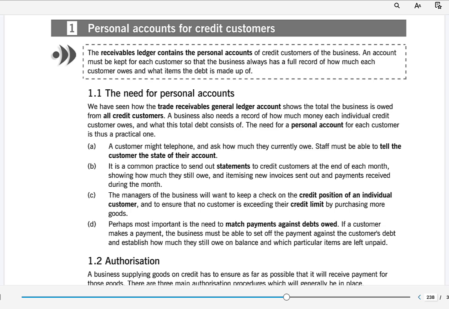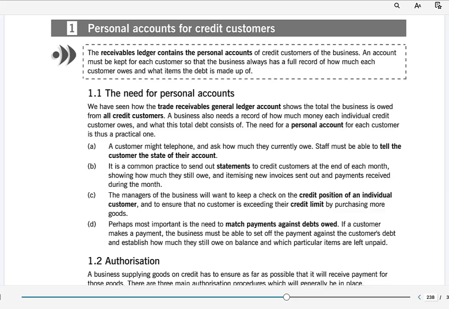Receivables ledger shows the detail for each customer. What a personal account means in this chapter. A personal account is simply an account kept for a person or an organization. Here, the person is the customer. So a customer personal account is a running record of the relationship between the business and that specific customer. It shows every transaction that affects what the customer owes.